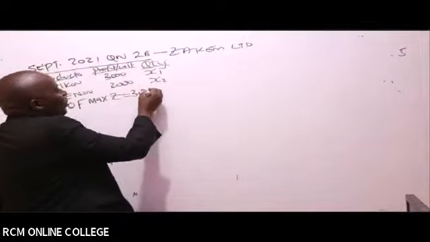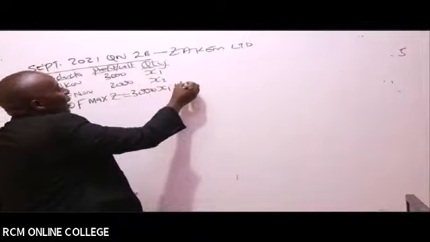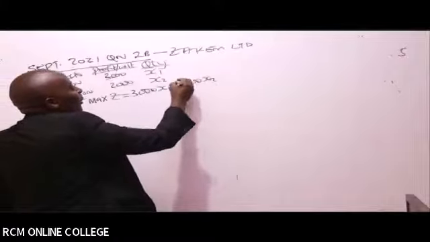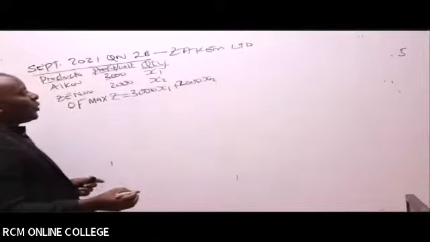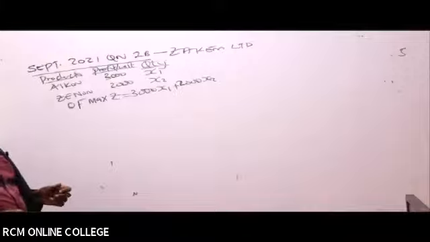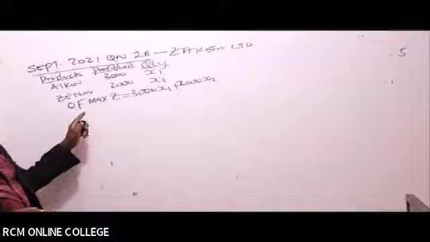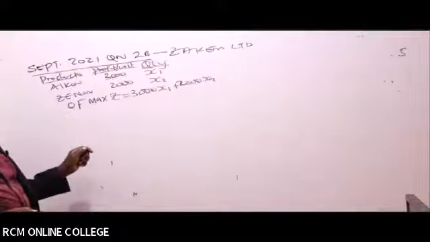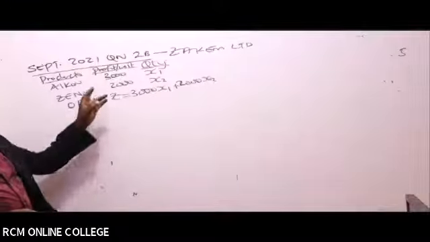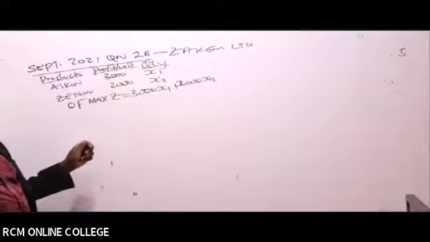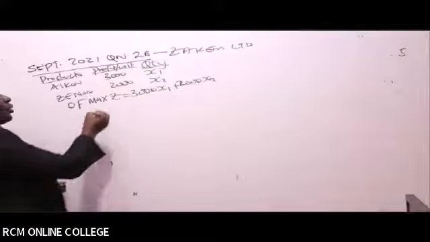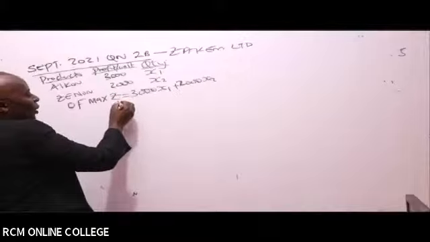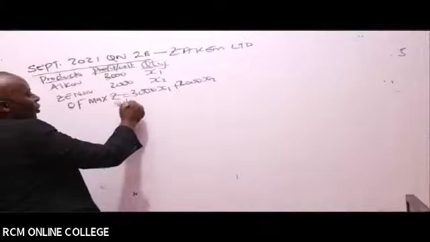So the objective function will be 3,000 x1 plus 2,000 x2. That is the objective function, to maximize Z, which is total profit. Remember, what is given here is profit per unit. Then we come and write our constraints, subject to.